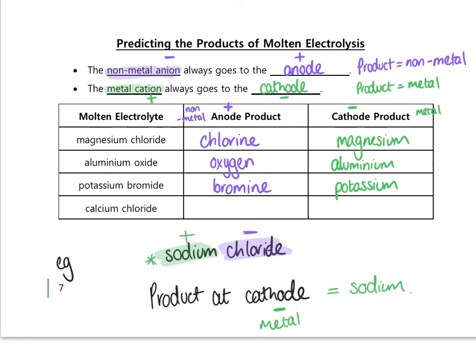And lastly then, with calcium chloride, what's formed at the anode? It's going to be chlorine, our non-metal. And then what's formed at the cathode? It's our metal product, which is calcium. So hopefully you can see from this that the exam could ask you the electrolysis of any ionic compound, and you should be able to predict the products at the anode and the cathode of any ionic compound. Remembering that the anode will always be the non-metal, the cathode will always be the metal.